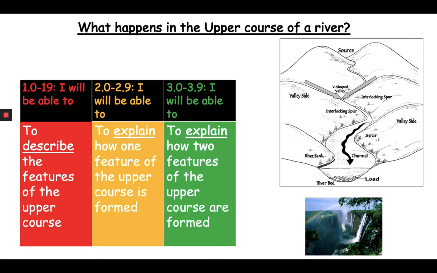Okay, so today's lesson we're going to look at what happens in the upper course of a river. So that's our key question. Everybody should be able to describe the features of the upper course. Moving up the next one, you'll be able to explain how one feature of the upper course is formed. And if you're up there in the green, you'll be able to explain how two features of the upper course are formed. So that little picture there just shows you some features within the upper course. So we have interlocking spurs, we have a V-shaped valley, we have the source as well.